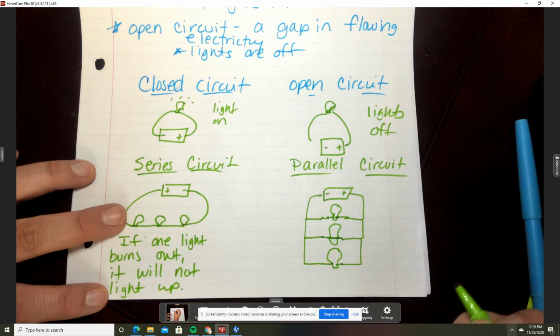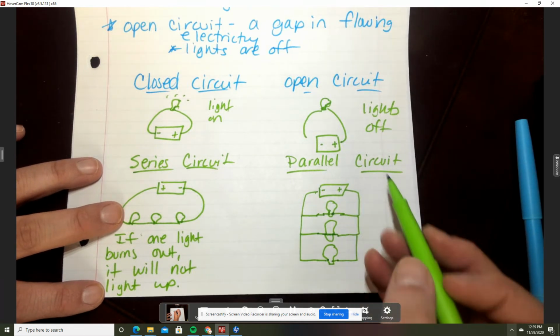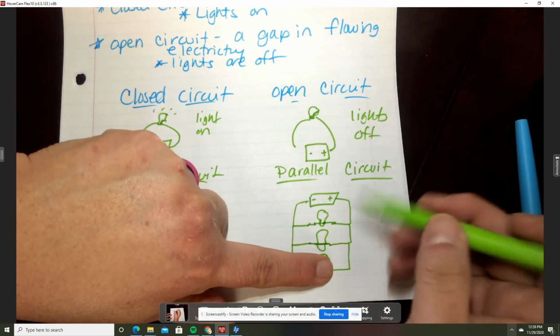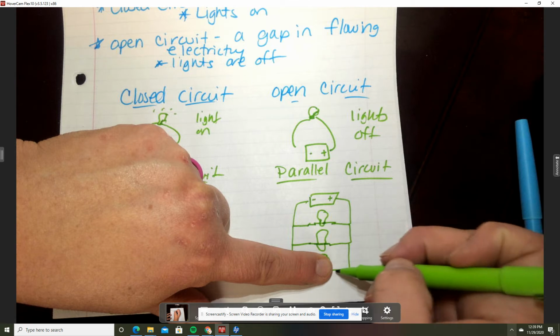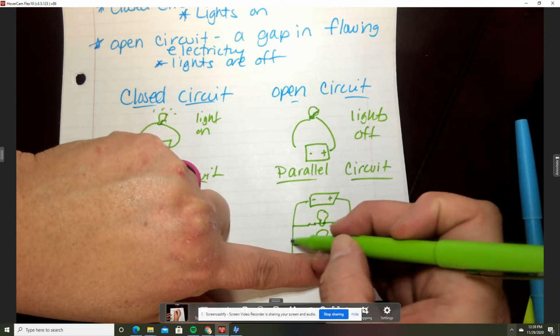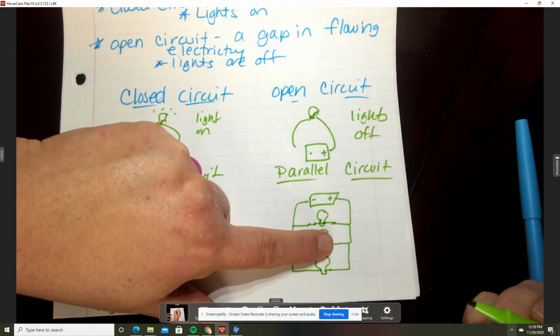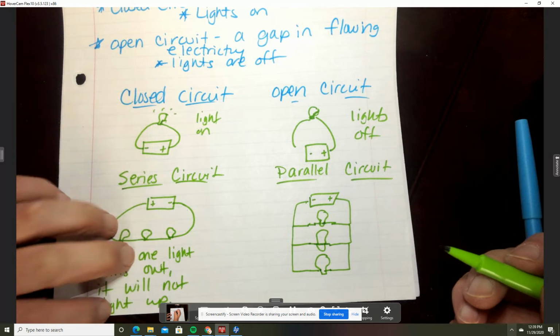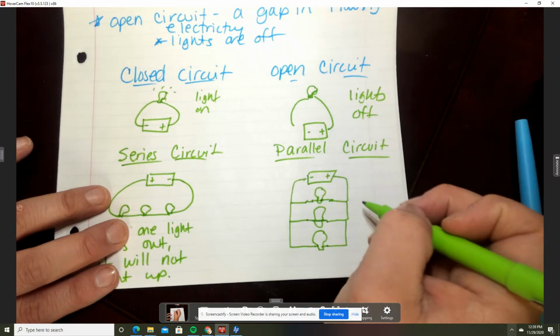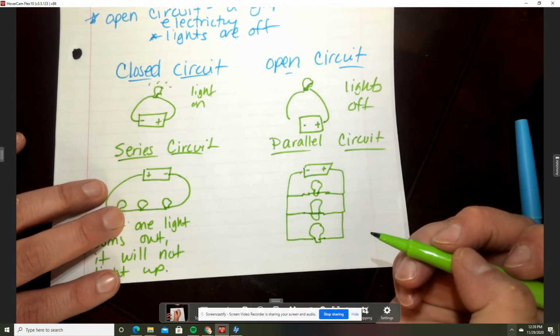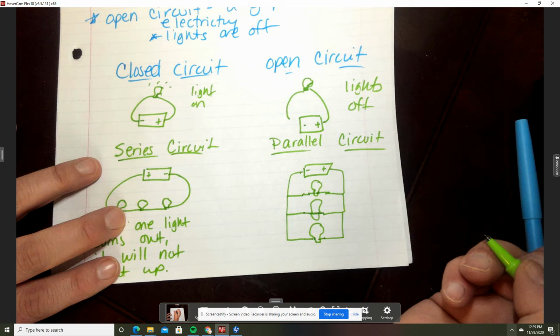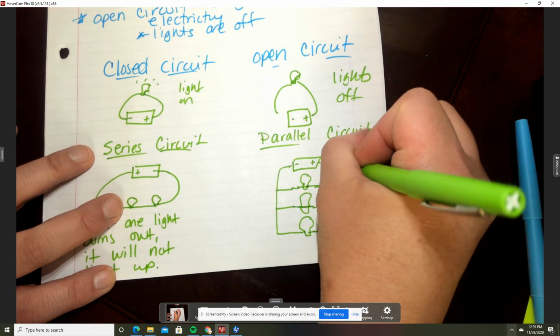Oh, that's better. Okay, so if this light bulb burnt out, the electricity can't flow this way, but it can still get to these two. And the same way with this one. If this one burns out, it's still going to be able to light up. So parallel circuit just means that there are two or more pathways for electricity.